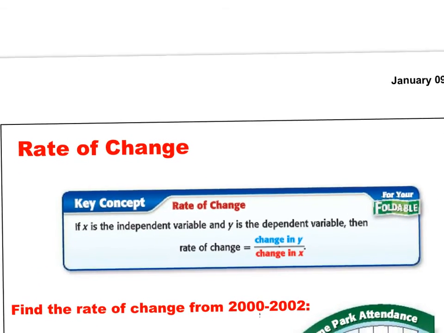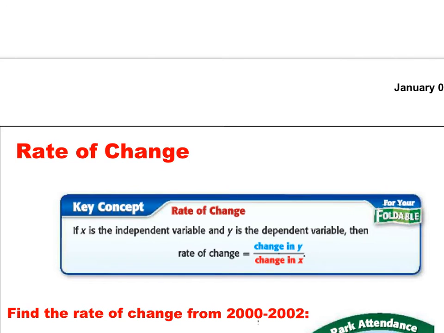So remembering rate of change is the change in y over the change in x. A lot of you are good about knowing that. Sometimes when given a table, you are putting x over y. You always have to make sure that your simplified rate is y over x. Okay?